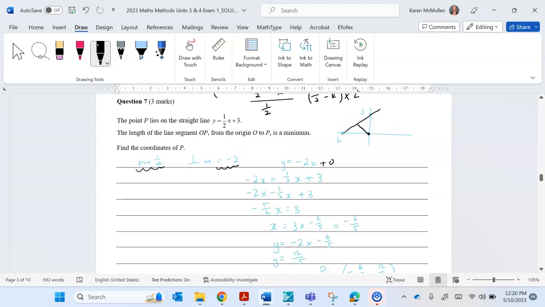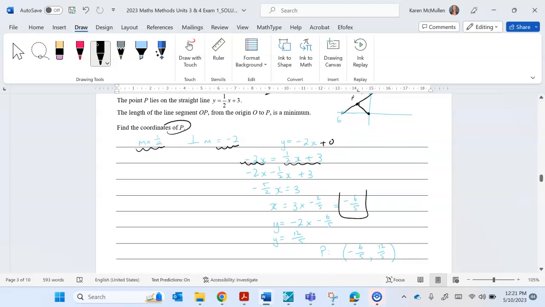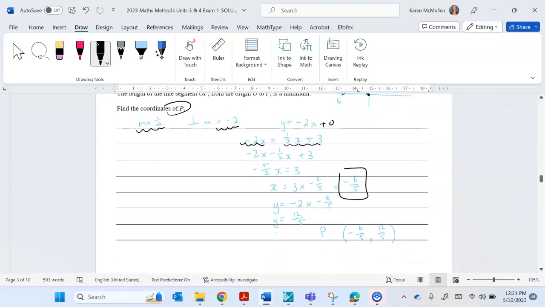Then we want to know the coordinates of P. So P is the intersection of these two lines. So I've just let one equation equal the other and solve for x. So you can see I get x equals negative 6 on 5. And then to get the y coordinate, we substitute that in to get 12 on 5.